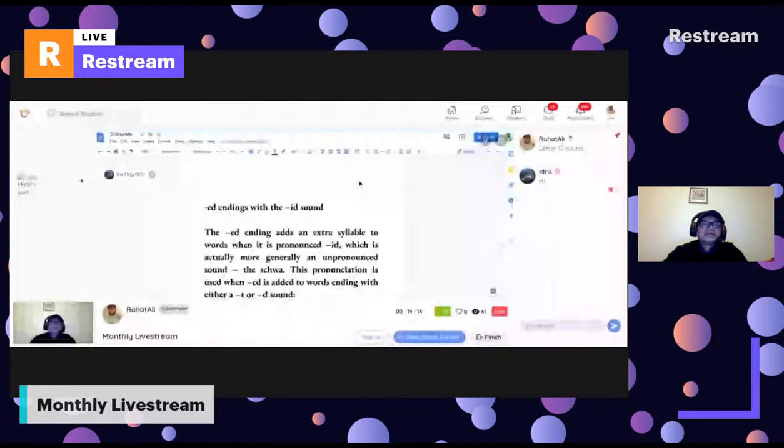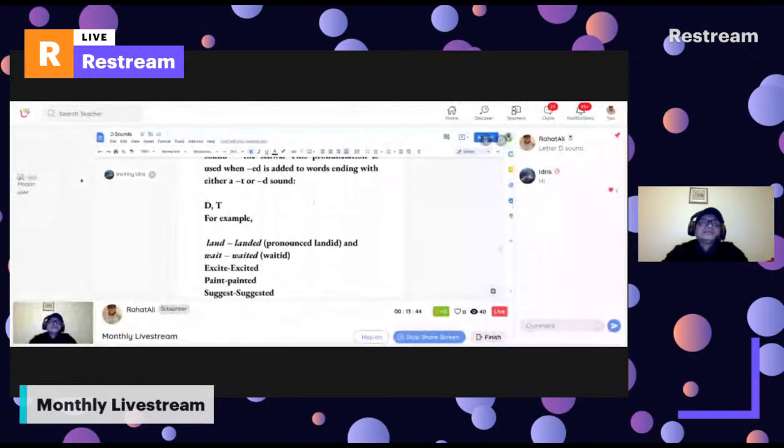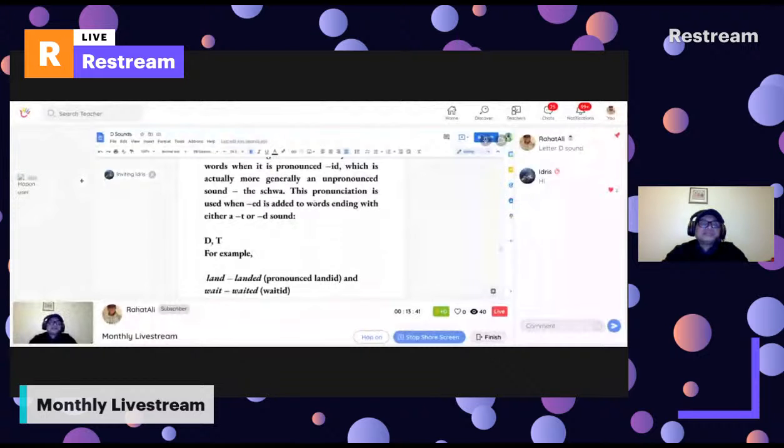adds an extra syllable to words when it is pronounced ID, which is actually more generally an unpronounced sound, the schwa. This pronunciation is used when ed is added to words ending with either T or D sounds, which means that when the word has D or T at the end, then it becomes the ID sound, landed. For example, though it seems to be landed, but it is landed.